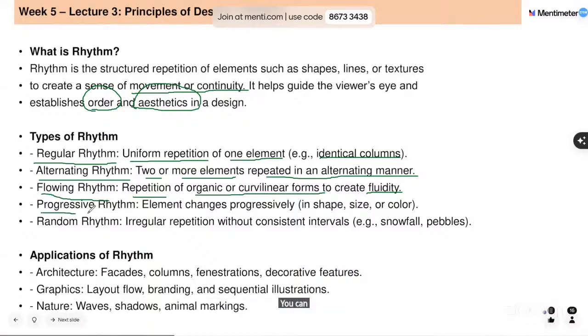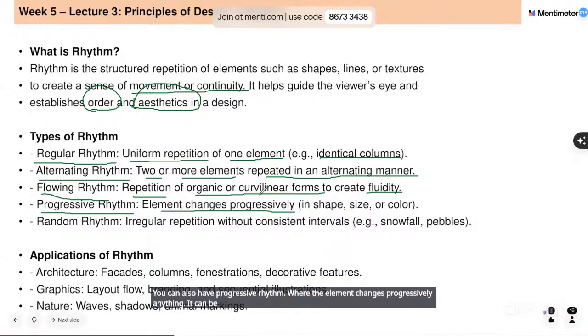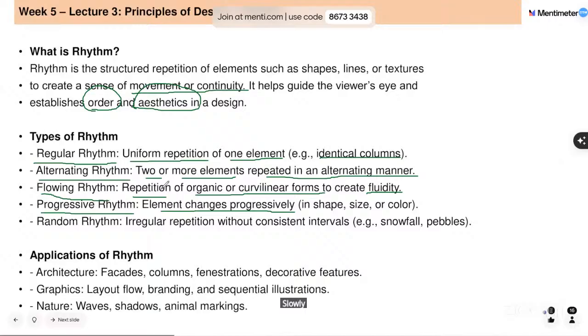You can also have progressive rhythm, where the element changes progressively. It can be in terms of shape or size or color. Slowly, it will start changing its shape or dimension or color.